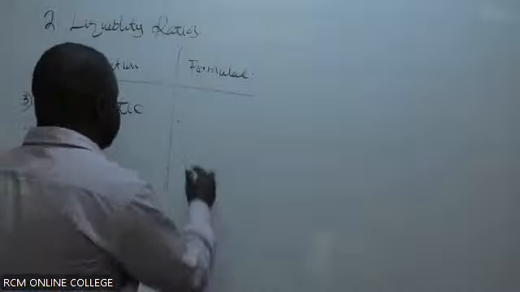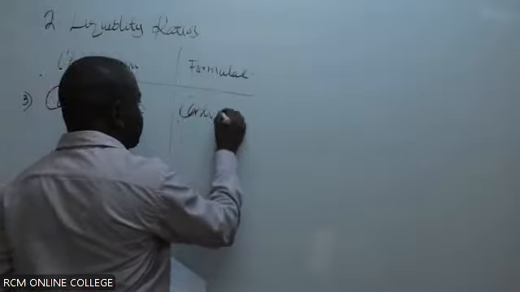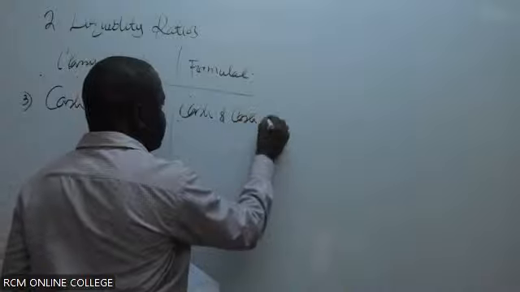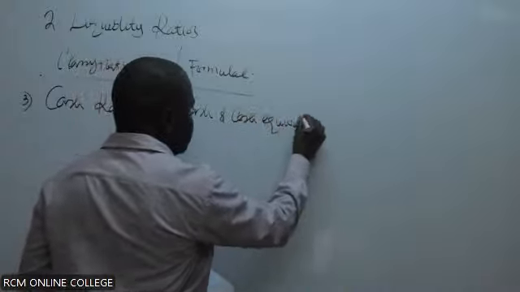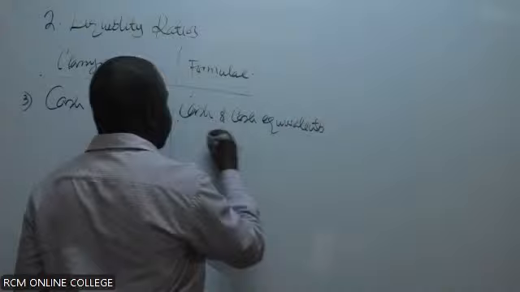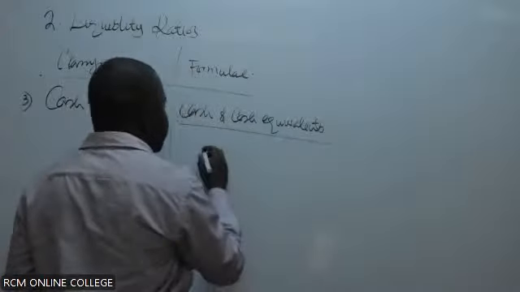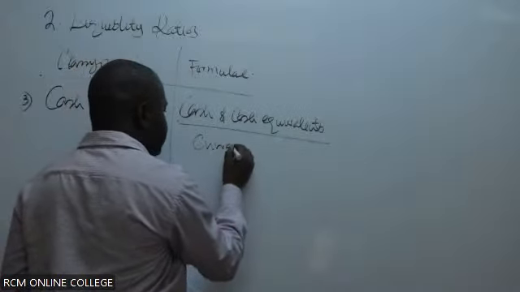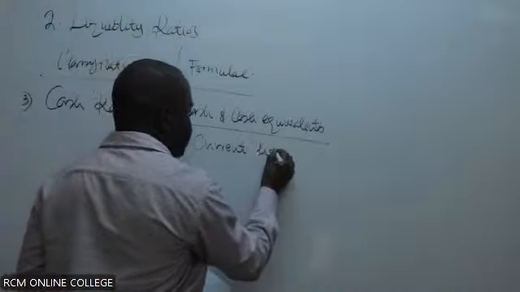So for the cash ratio, you take cash and cash equivalents, you divide by the current liabilities.